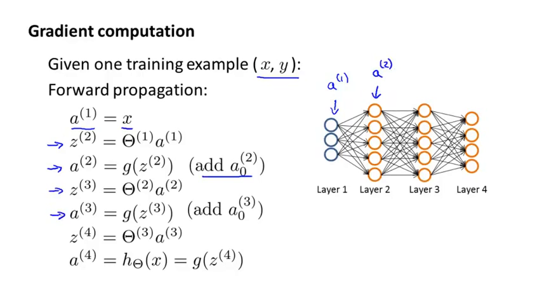Next, we apply two more steps of this forward propagation to compute a3 and a4, which is also the output of our hypothesis h of x. So this is our vectorized implementation of forward propagation, and it allows us to compute the activation values for all of the neurons in our neural network. Next, in order to compute the derivatives, we're going to use an algorithm called backpropagation.